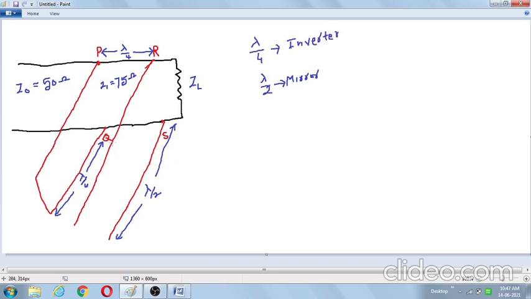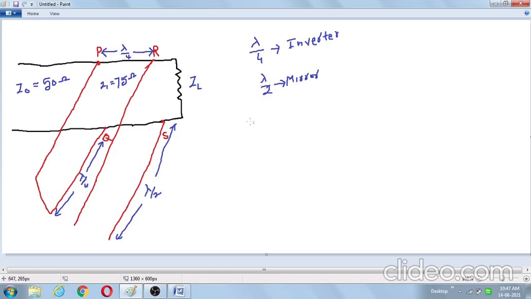Here the same logic is applied. This is a short circuited stub, so here input impedance is 0. So obviously output impedance is infinite, because the length of the transmission line is lambda by 4, acting as an inverter. This is an open circuited stub. Here the input impedance is infinite. Obviously the output impedance is also infinite. Why? Because lambda by 2 acts as a mirror.